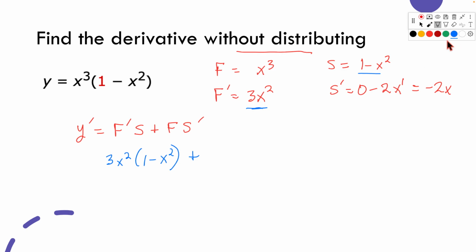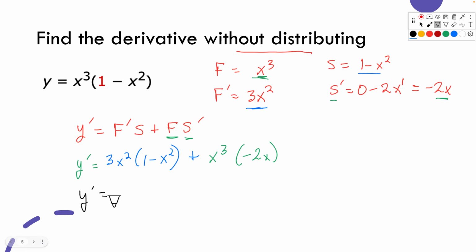plus, let me change colors. The first one, just the first one unchanged, that's this one here, x to the third, times the second one's derivative, which is this thing here, minus 2x. And we'll just kind of, so then we've got a little bit of algebra to do.